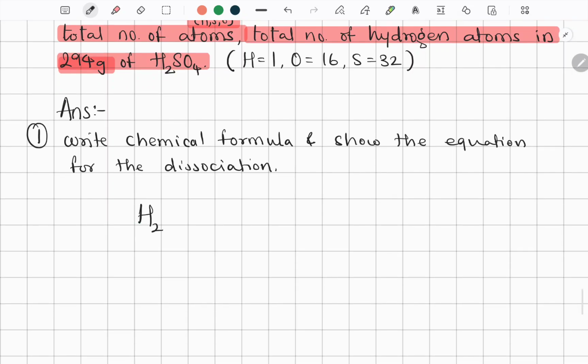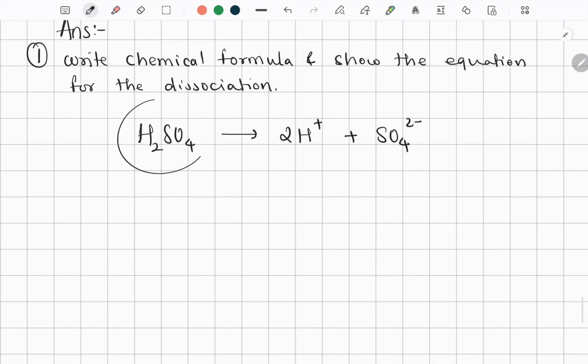If I write down H2SO4 roughly, how is H2SO4 going to break? H2SO4 is going to break into 2H plus and 1 SO4 2 minus. Here we have 2 minus, and here we have 2 into 1, which is plus 2. So plus 2 minus 2, neutral charge 0. We are writing this equation in order to understand that when 1 mole of H2SO4 dissociates, it gives us 2 moles of H plus, which is hydrogen, and 1 mole of sulfate, which is SO4 2 minus. That's it. This is the first step.